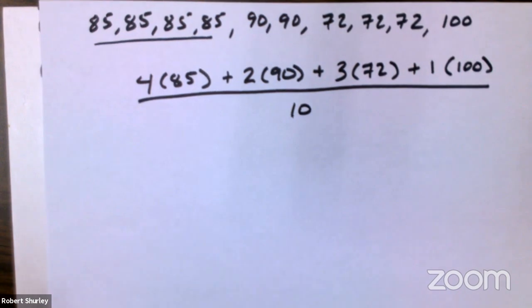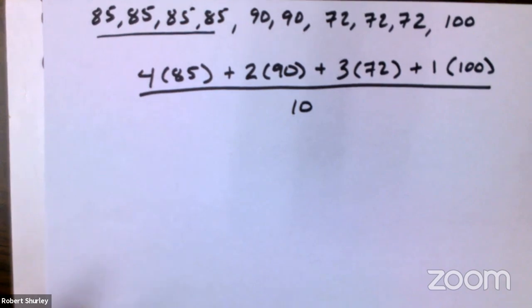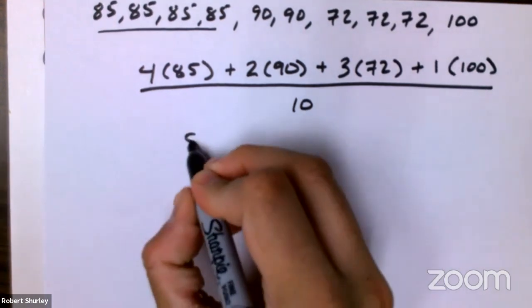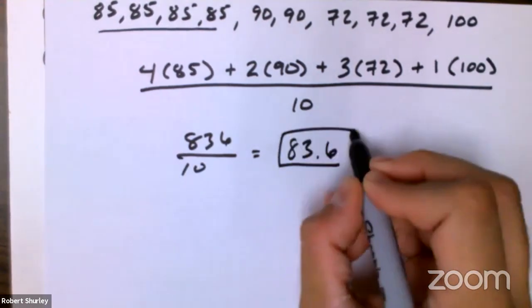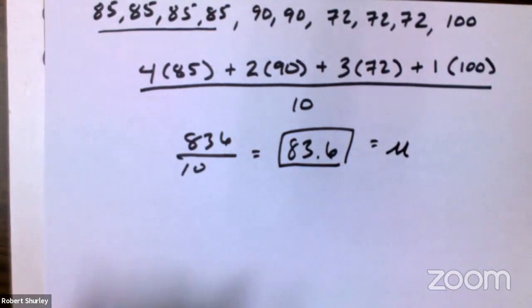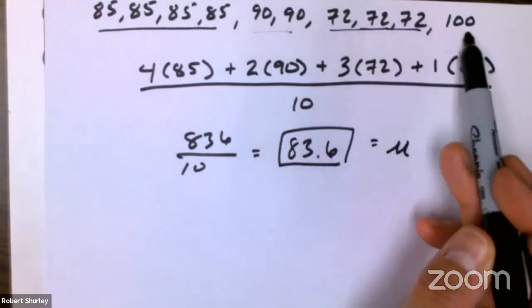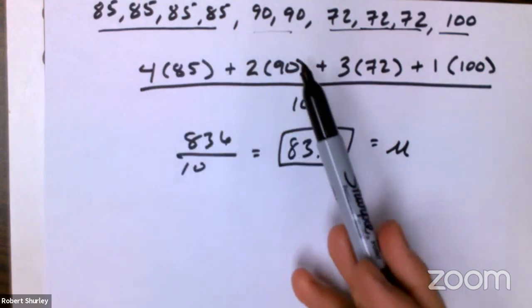And then you can do it in the calculator that way. Okay, let's see, I'm just going to do it over here on the calculator. 4 times 85, plus 2 times 90, plus 3 times 72, plus 100. So I got 836 in the numerator. Divided by 10 gives me 83.6. So that's just the average. If this was a population, it would be the mean, right? But it's considered weighted mean because instead of adding these all up individually and then dividing by 10, you grouped them together. You weighted them together, okay?